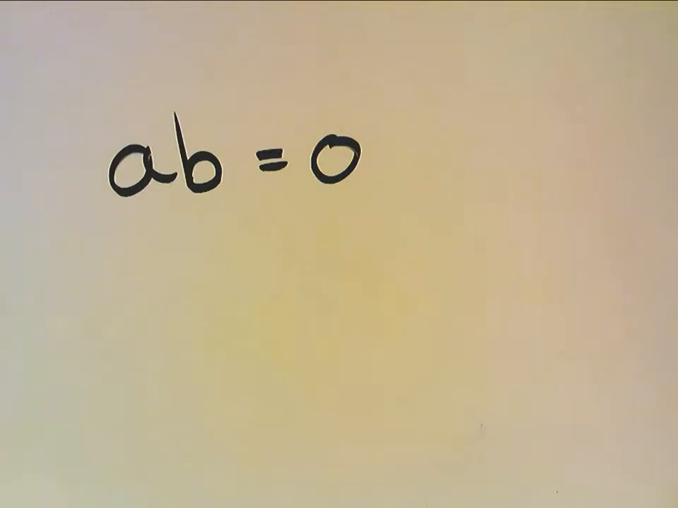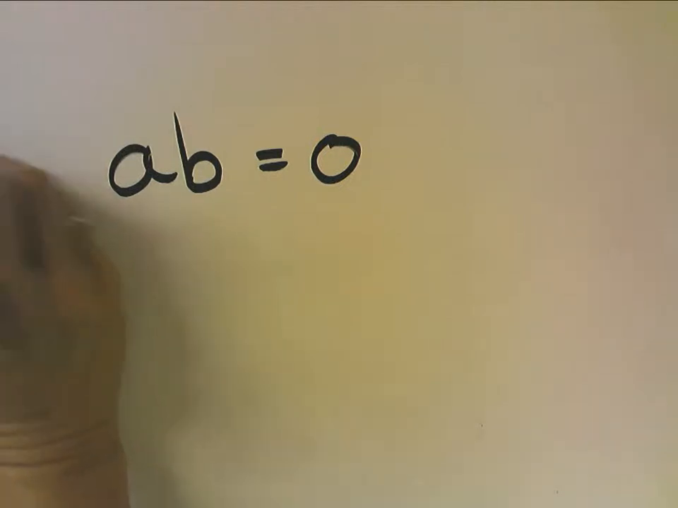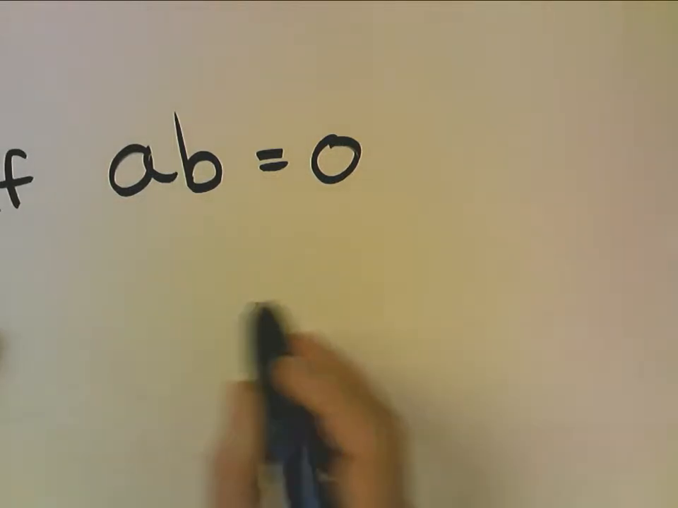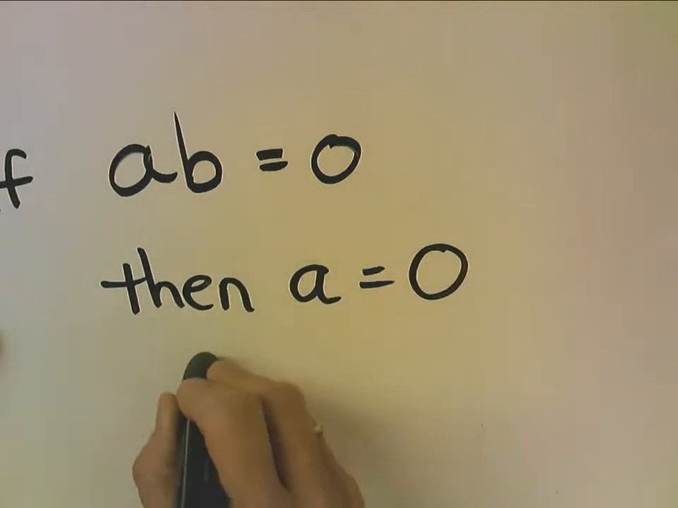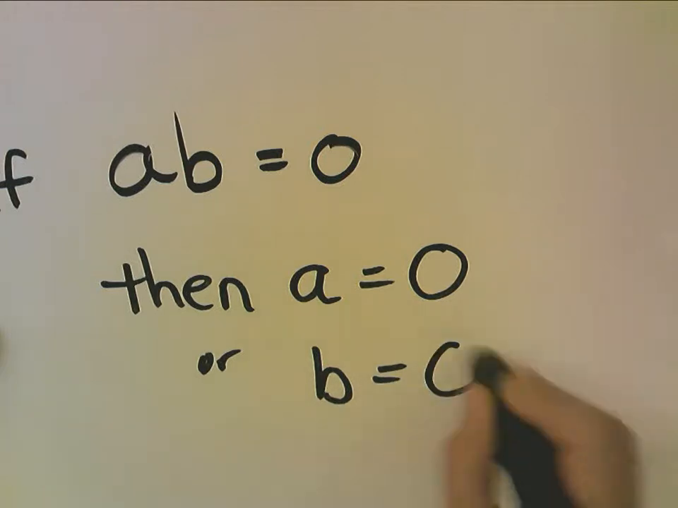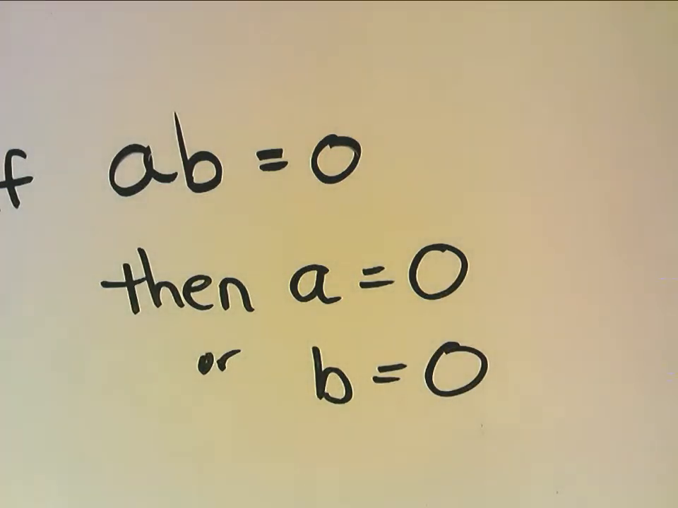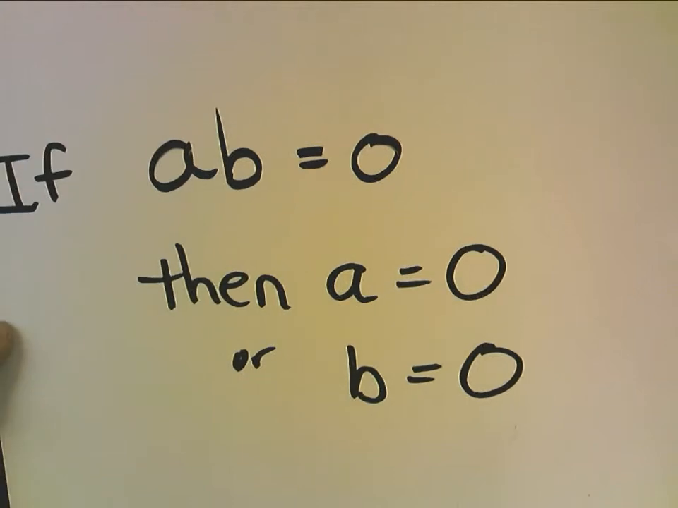Right, because the only way to get a product to equal 0 is if one of your factors is 0, right? So the zero product property rule says if A times B equals 0, then A equals 0 or B equals 0. And it is possible that they both equal 0. Okay? Now, that sounds pretty simple, right? But it actually is a very powerful property.